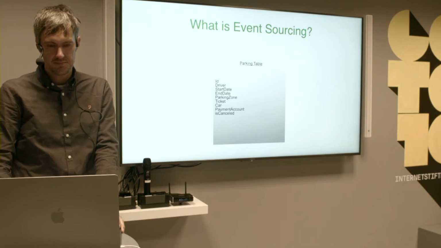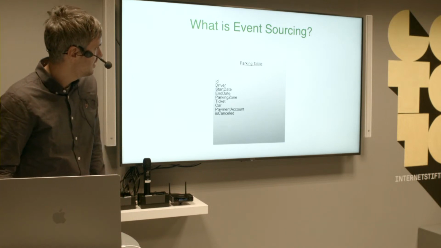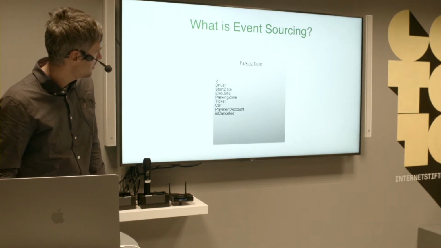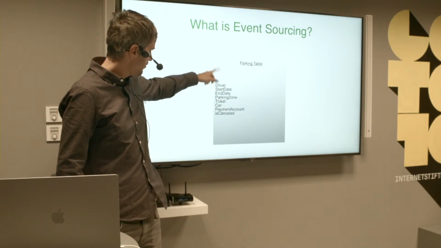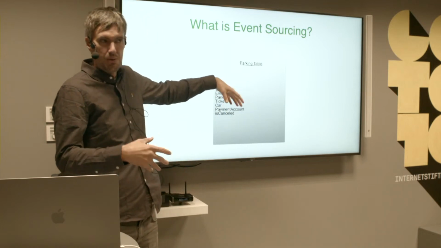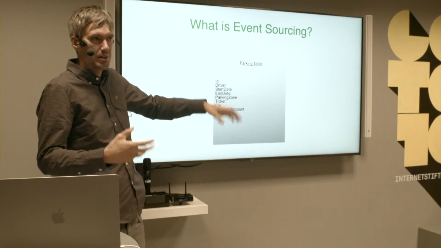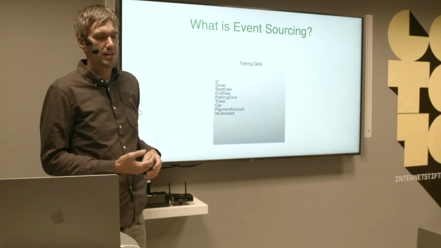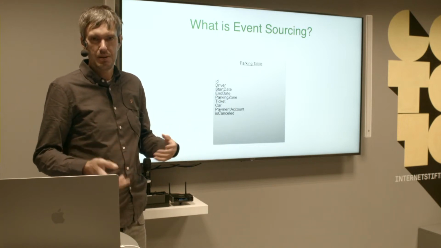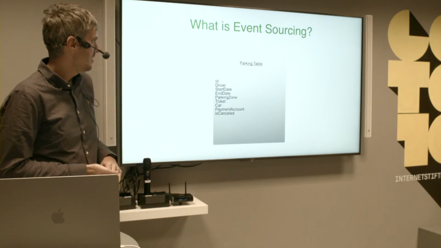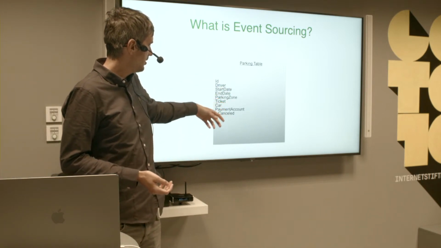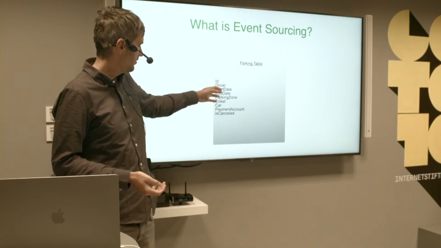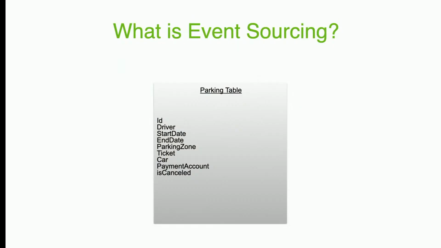So as an example of this, you can imagine that this is a table. Here are some things. I'm working at a company called Parkster. We have this app for starting and stopping your parking and paying your parking fees and so on. So you can imagine that we have this parking table. We have an ID of the parking, some driver, some start date of the parking. I just made this up, but we probably have something like this.